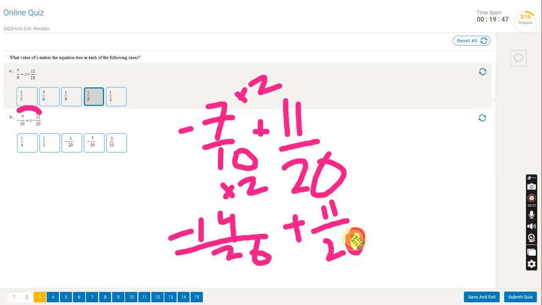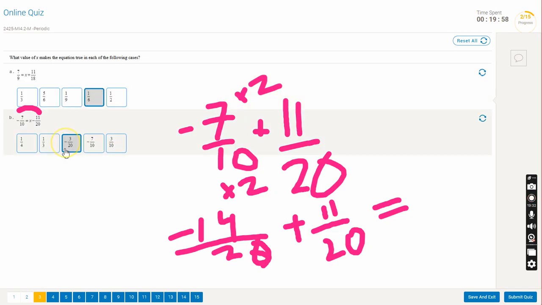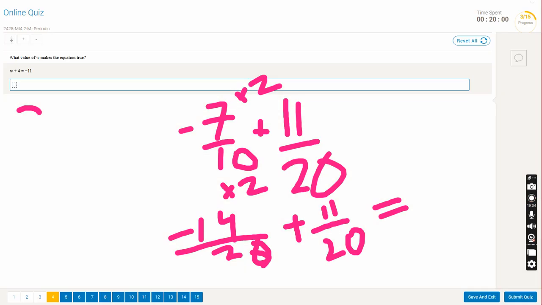Okay, this is 20. Please don't get confused. If you have any questions, remember always comment down below. I'll help you with them. So minus 14 over 20 plus 11 over 20, what do you get? Minus 3 over 20. So we just choose the answer here, minus 3 over 20. Let's go to the next one.